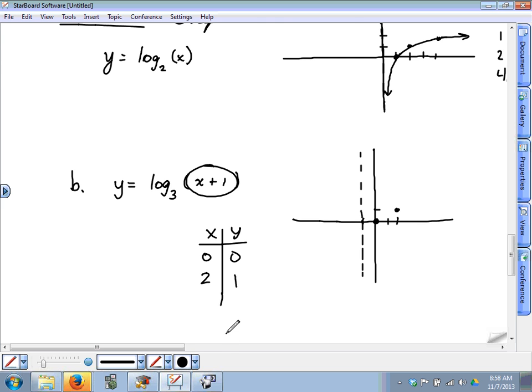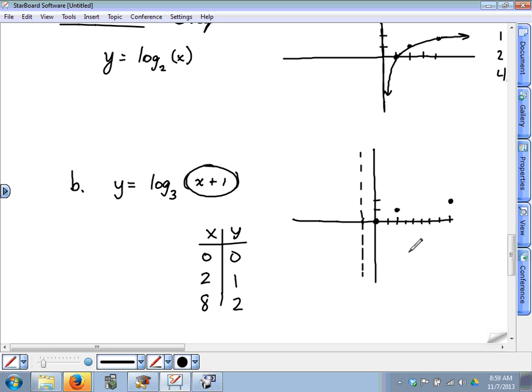And finally, we need one more power of 3. 9 is a power of 3, so we're going to let x equal 8. 8 plus 1 is 9. Log base 3 of 9 is 2. So 8 comma 2, 1, 2, 3, 4, 5, 6, 7, 8. 8 comma 2 is a point on the graph.